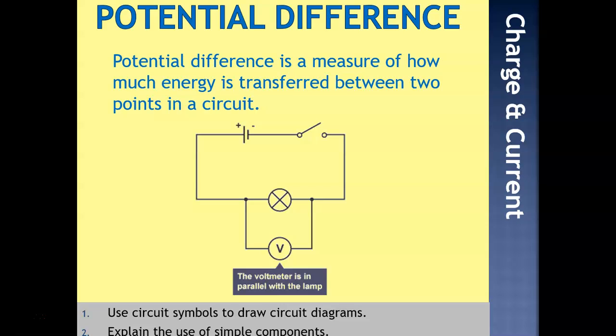Potential difference is different. It's a measure of how much energy is transferred between 2 points in the circuit. We always connect a voltmeter in parallel with the component we want to measure. So we would place one wire to one side of it, one wire to the other side, link that to the voltmeter, and that tells us the difference between the energy of each electron going in and coming out, so we can see how much has been used.